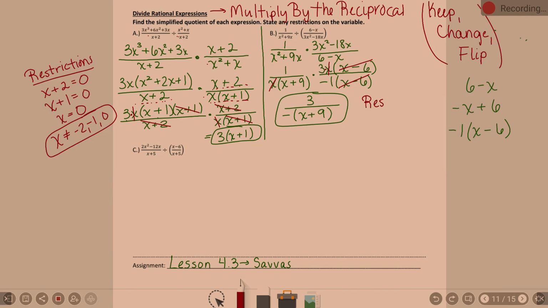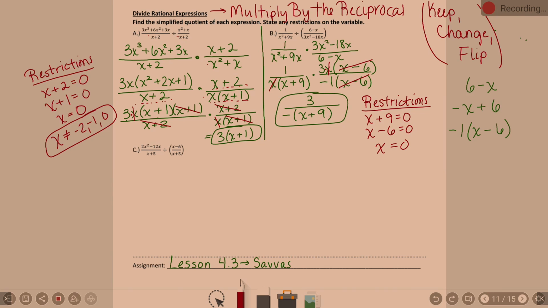Have you checked restrictions? Anything that ever was or is in the denominator. Negative 9, 6, negative 6. I'm writing what the factors are. So this 1 over x squared plus 9x, what did it become? It became x plus 9 and x. We had an x there, yes? So that's this first denominator.